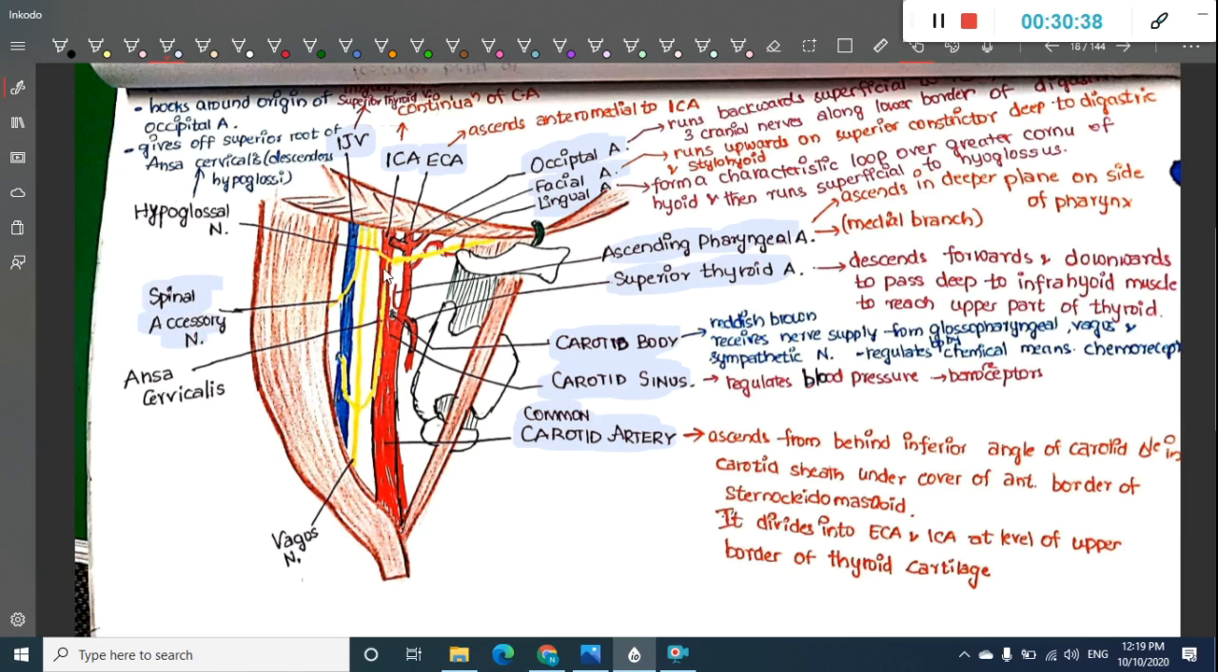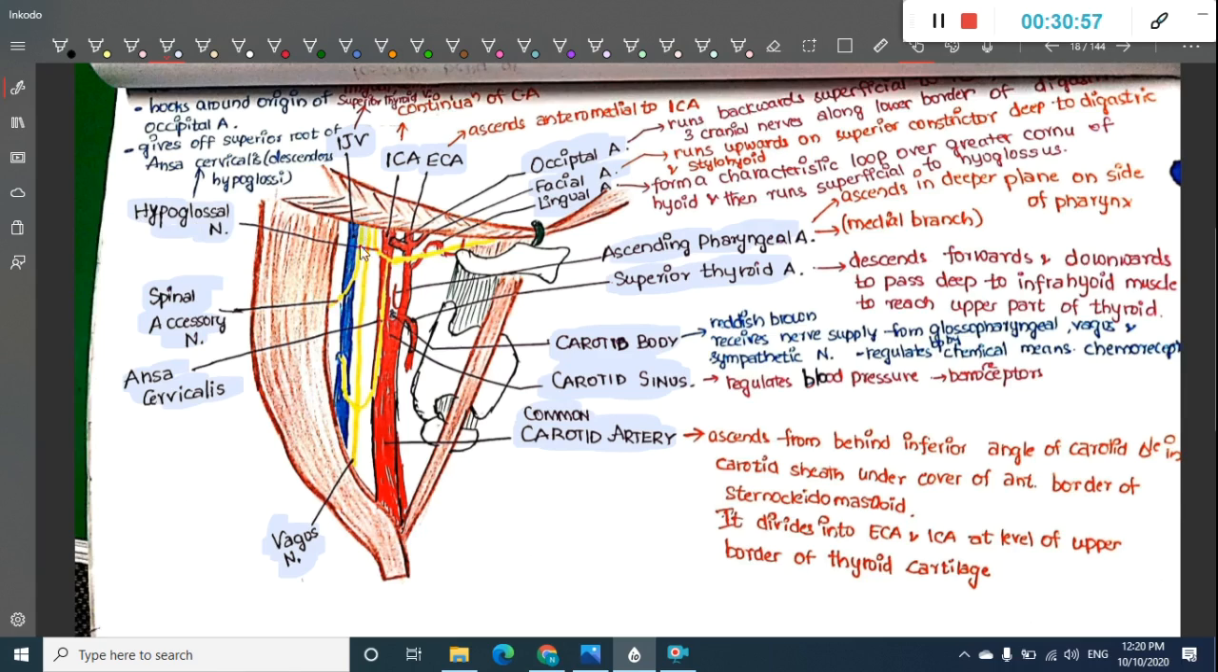Okay, then this is the U-shaped nerve, which you see. This is the ansa cervicalis, and in the middle we have this straight nerve going down. That is the vagus nerve, and this nerve which is curving like this is the hypoglossal nerve. So these are the nervous components.